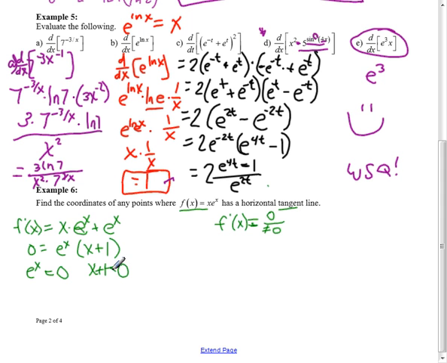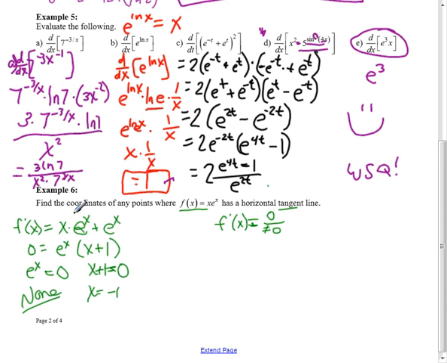Alright, so we have e to the x equal to 0. That is never going to equal 0. If you know the graph, you know there's a horizontal asymptote there. If you know anything about exponential functions, that will never be 0. So I'm going to just write none there. This one, it looks like x equals negative 1 would make that 0.